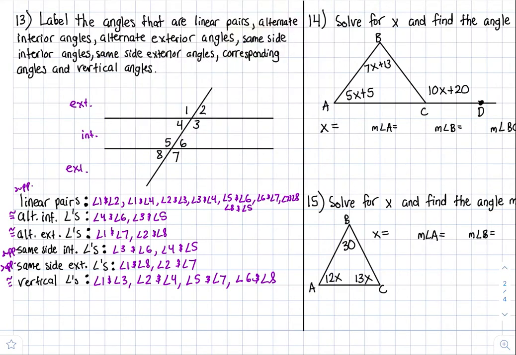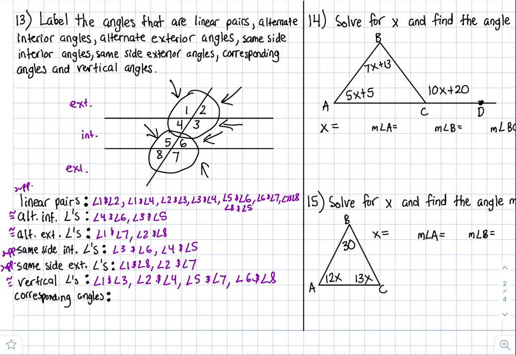Oh, and one thing I did forget, you guys, is corresponding angles. I forgot to put that in here. So, corresponding angles, you guys. I told you to look at both of them like pizzas, right? Same location as angle 1 is angle 5, 2 is 6, 3 is 7, and 8 is 4.